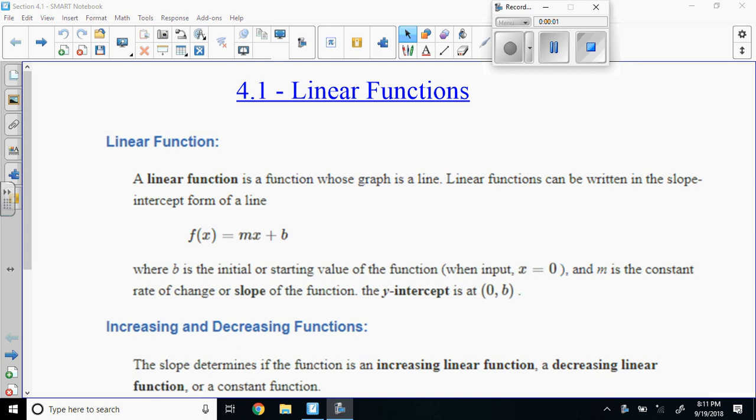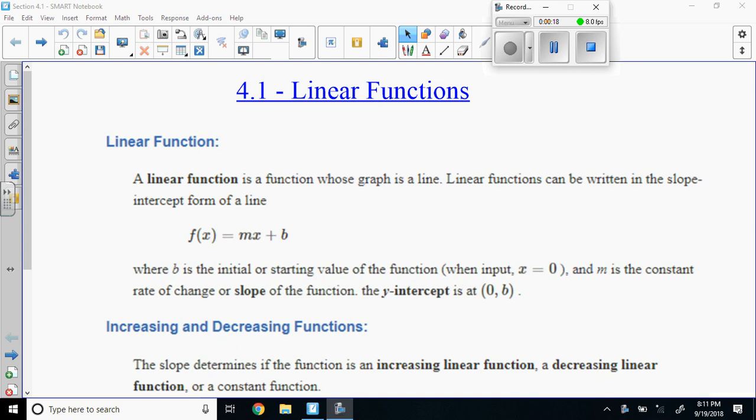Okay, so we're going to do 4-1 tonight, and this is where we're getting into linear. If you think about some things, the most famous linear equation we have is slope-intercept form, right? y equals mx plus b. And they've got it up here as f of x.